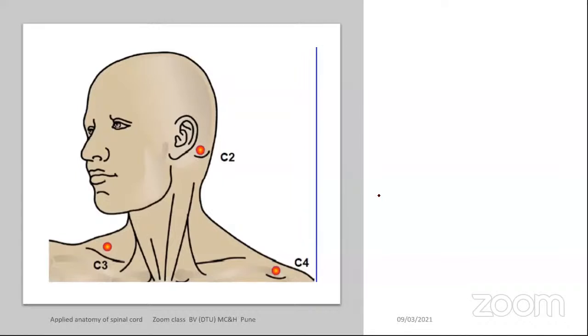So dermatomal type of sensory loss is encountered in radicular pathologies. See, the sensory loss can be because of damage to the peripheral nerve, or damage to the spinal nerve in the intervertebral foramina, which we call radiculopathy, or the sensory loss can be because of a problem in the spinothalamic tract.